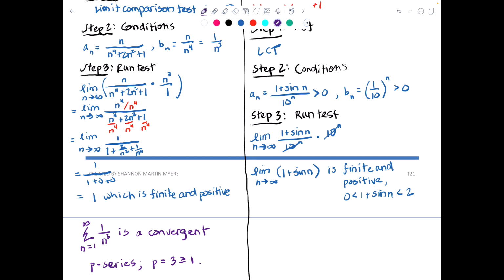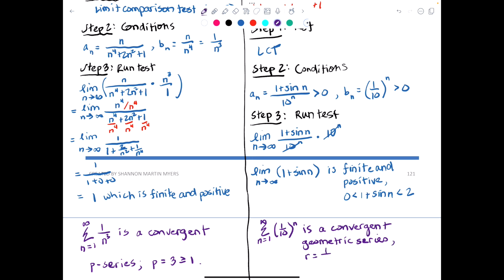So now let's take a look. We're going to have our comparison series. So the summation as n goes from 1 to infinity of 1/10 raised to the n is a convergent geometric series, r is equal to 1/10 and 0 is less than absolute 1/10, which is less than 1.